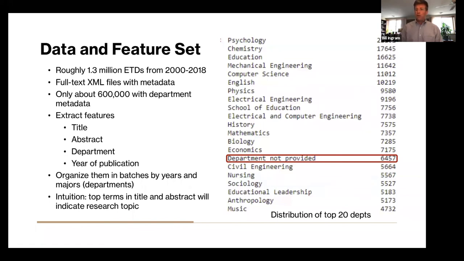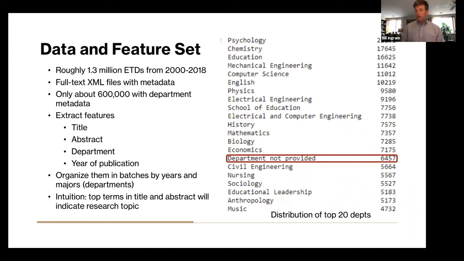What you get in the studio is full text, XML, and metadata. We wanted to get department metadata. That was important for the study. So we ended up having to winnow this down even further, to just 600,000 documents, so that we would have the department metadata. This is the top 20 departments that we harvested and are working with, minus the one there in the middle, department not provided.